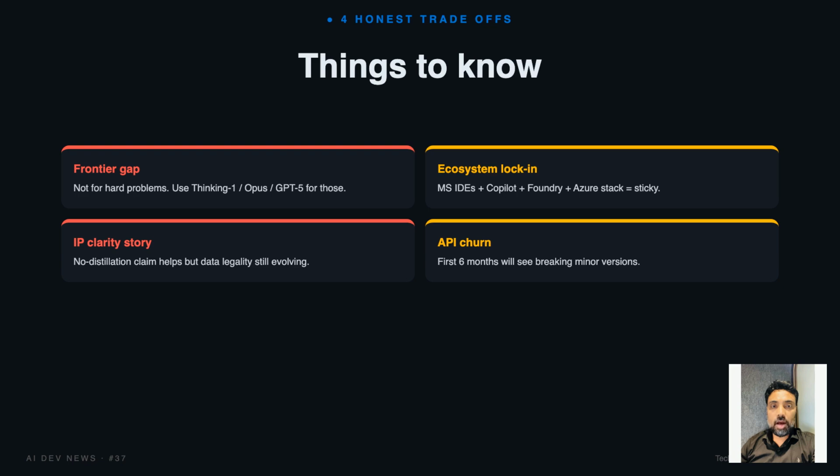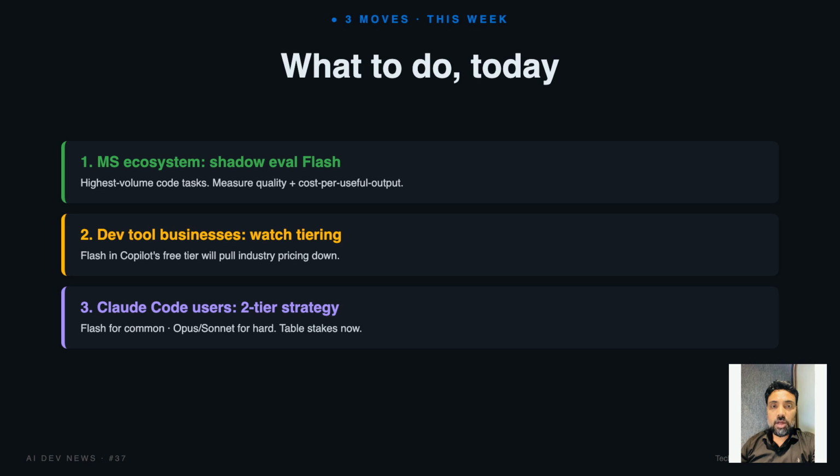Two, if you run a development tooling business, watch Microsoft's tier integration carefully. Flash inside Copilot's free tier will set price expectations that drag the whole industry down. Plan accordingly. Three, if you build with Claude Code today and you're cost sensitive, consider running Flash for high volume, simple tasks and Claude Code with Opus or Sonnet for hard ones. Two-tier strategies are now table stakes.